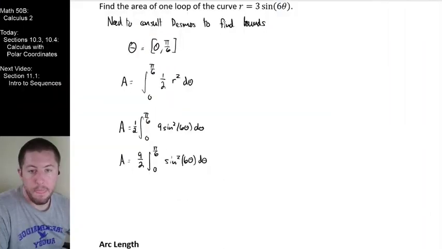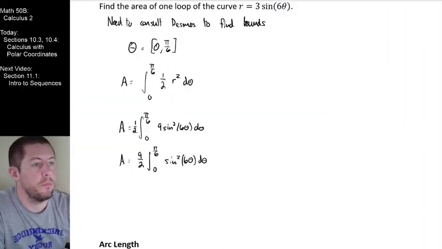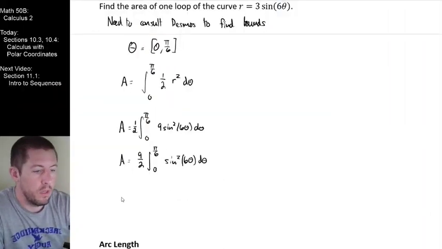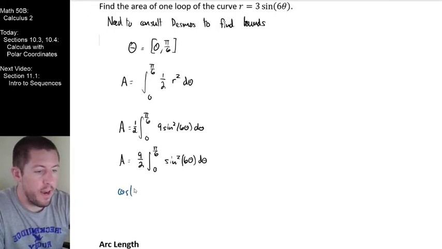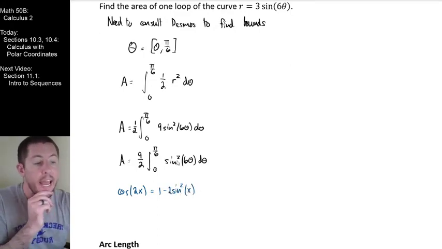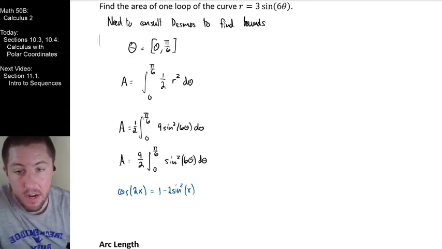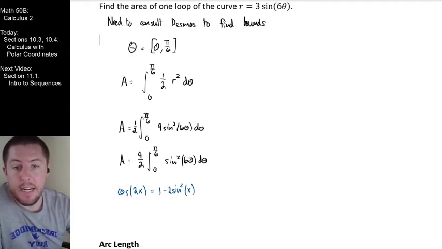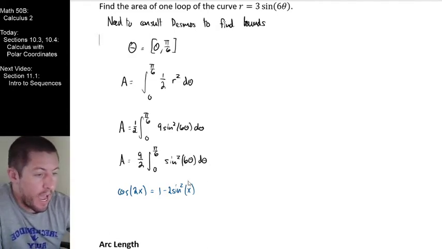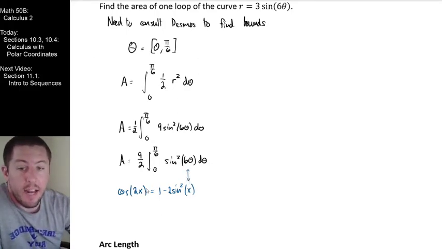I'm going to write it like this. Cosine of 2x equals 1 minus 2 sine squared of x. I have sine squared of 6 theta right here. So 6 theta is like x. It seems like we're going to end up with a cosine of 12 theta, therefore, because this is double whatever that angle is going to be right there.